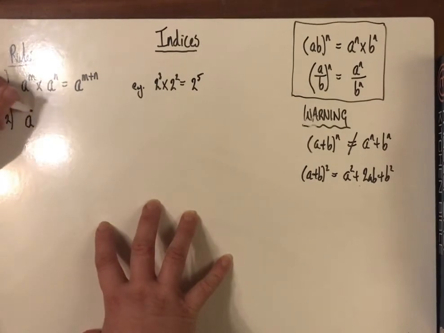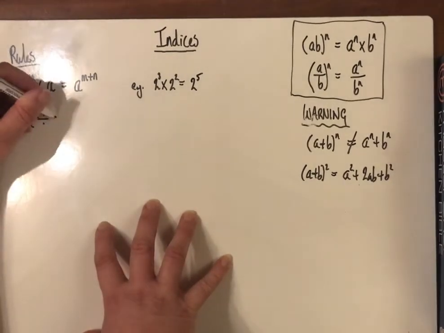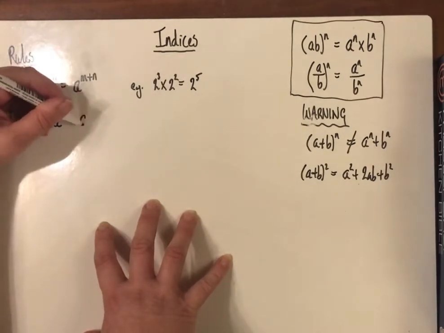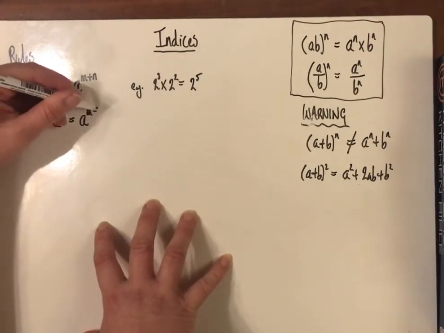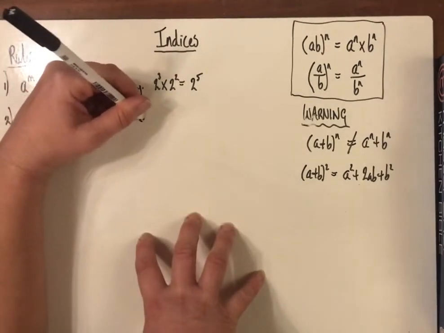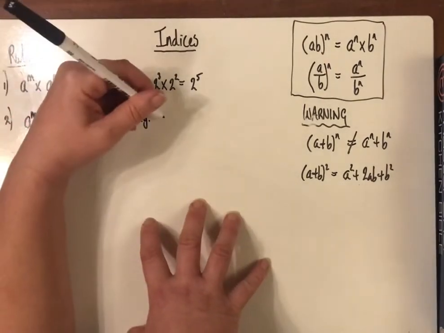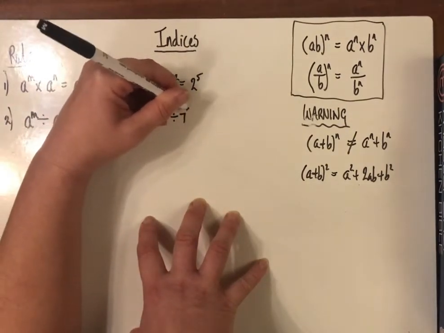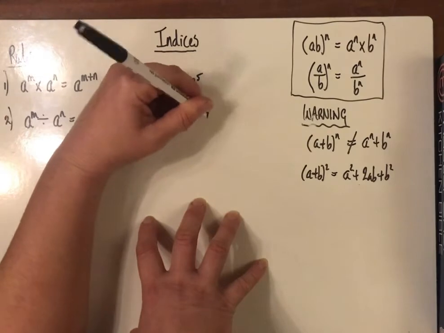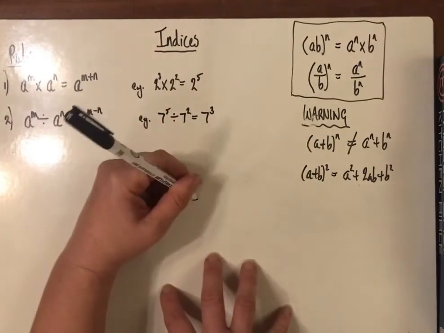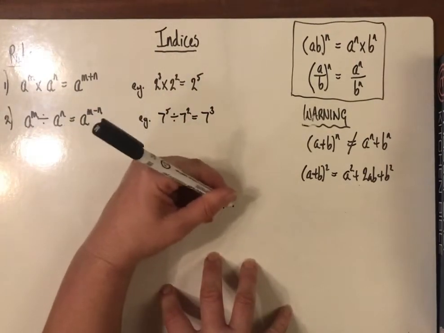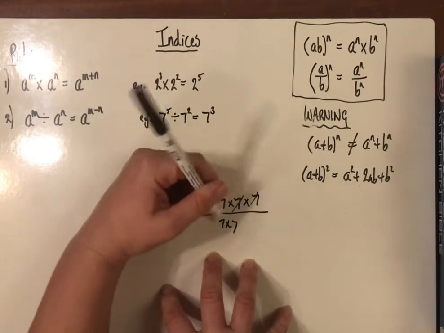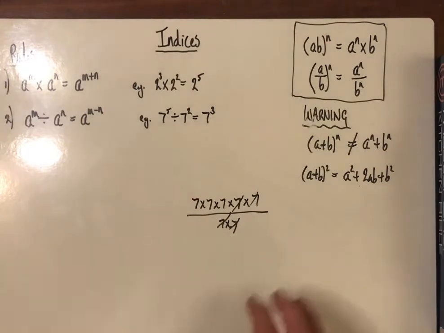A to the power m divided by a to the power n, you subtract the powers. So, I don't know, 7 to the power 5 divided by 7 squared. 5 minus 2 gives you 7 cubed. That's because you've got, essentially, if you write that as a fraction, 2 of those will cancel off and that'll leave you with 7 cubed.